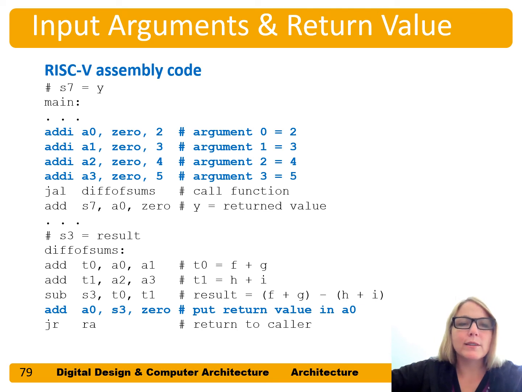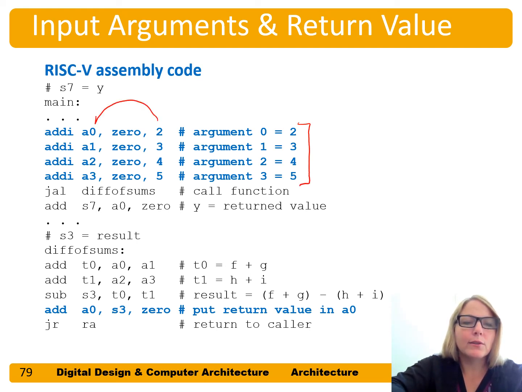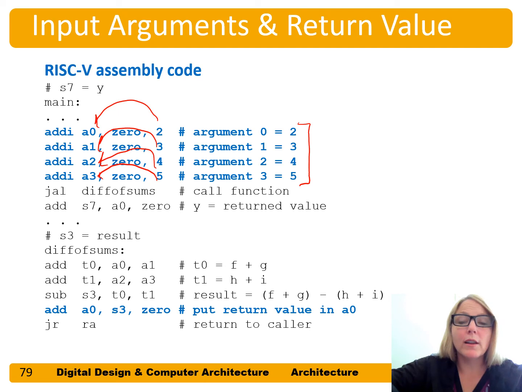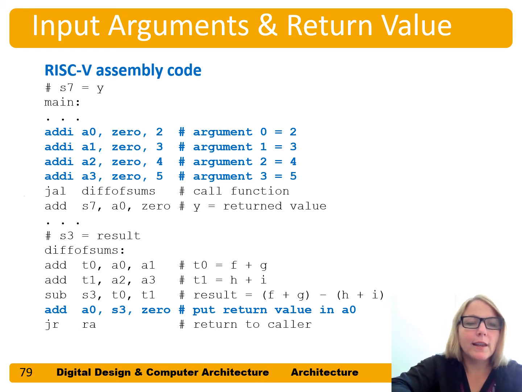So here's some RISC-V assembly code performing this operation. These first 4 instructions put the arguments into, well, A0, 2 goes into A0, 3 goes into A1. These were our arguments to the diff of sums function. So before the call is made, we have to set it up and put the arguments in the registers that are expected by the callee, A0 through A7 in this case, using just A0 through A3. And only then is the call made, jump and link diff of sums.